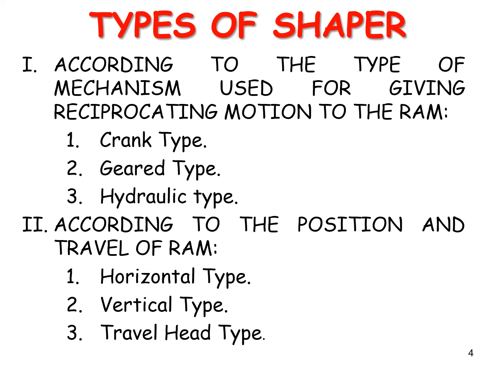Types of shaper. According to the type of mechanism used, shaping machines are classified into three categories: crank type, gear type, and hydraulic type. According to the position and travel of the ram, it is classified into three types: one is horizontal type, second vertical type, third travel head type.